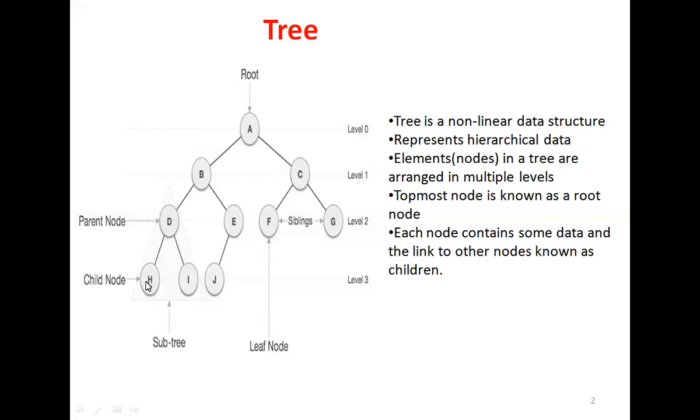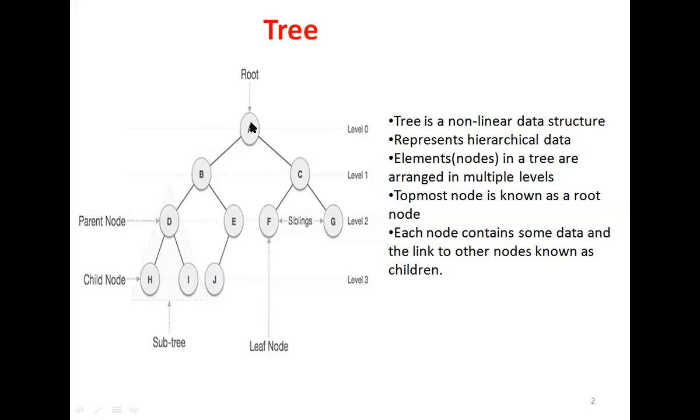Similarly, other nodes are there. So here you can see this node D is the parent node of node H and node I, and node H and node I are the child nodes of node D. Similarly, here node D and node E are the child nodes of node B, and node B is the parent node of node D and node E.